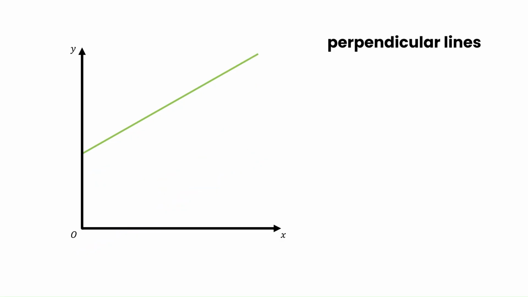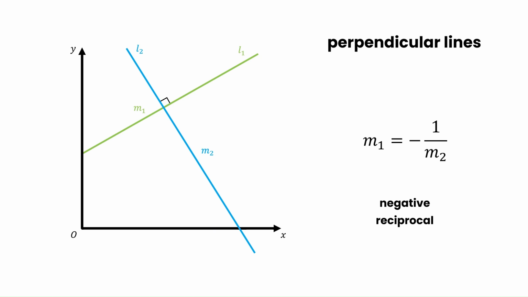Perpendicular lines are a bit different. They are going in different directions to one another. So if we have two lines, L1 with gradient m1 and L2 with gradient m2, and we're told that they are perpendicular or at right angles to one another, we can write that one gradient is the negative reciprocal of the other, or m1 equals minus 1 over m2. Let's see this in another example.